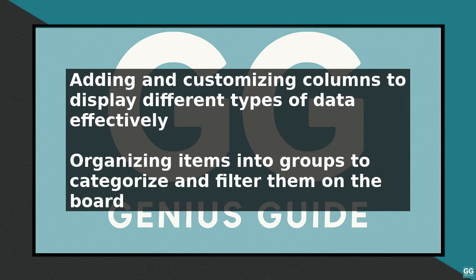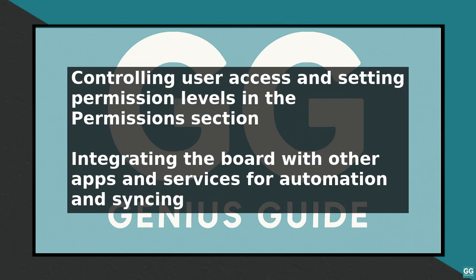To integrate your board settings, start by identifying your goals and requirements. What do you want to achieve with your board? What features and layout do you need to support your workflow? Once you have a clear understanding of your goals, you can start customizing your board settings. Add columns, groups, and integrations as needed, and set the permissions to control access to your board.